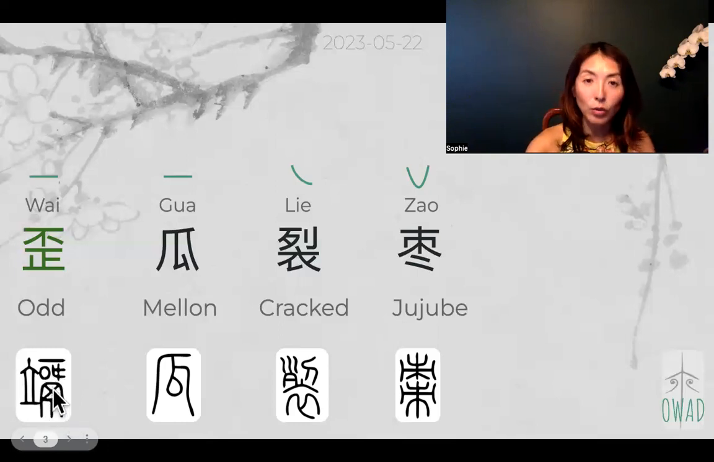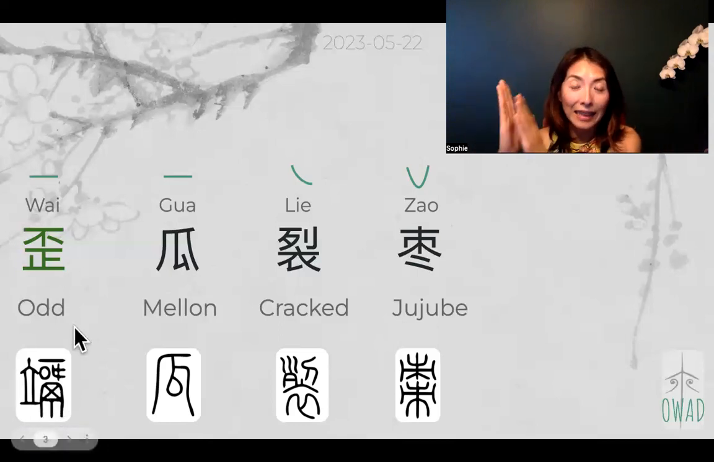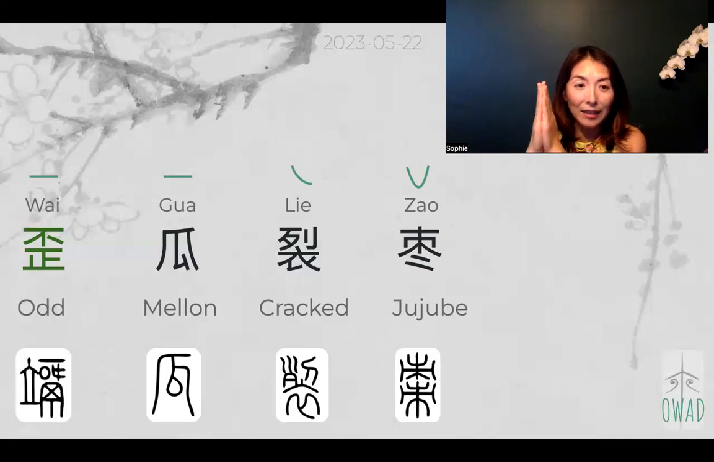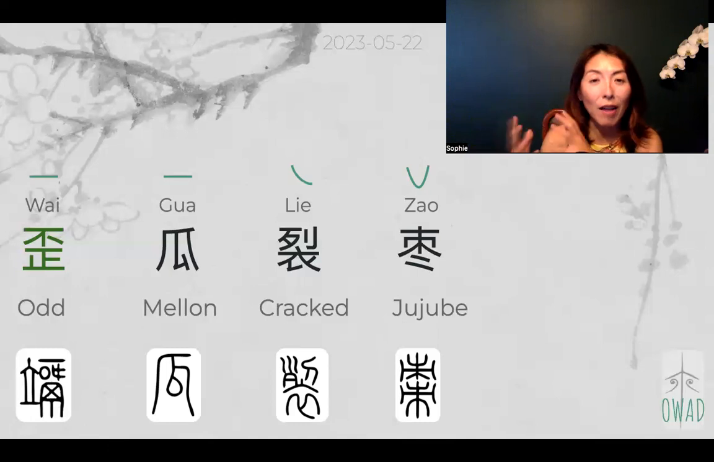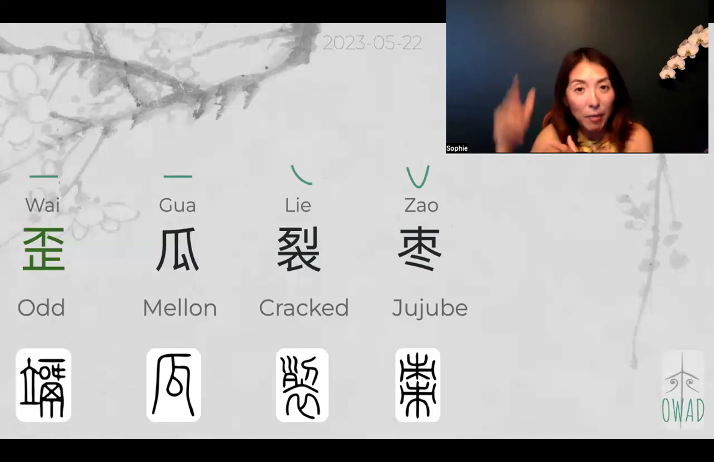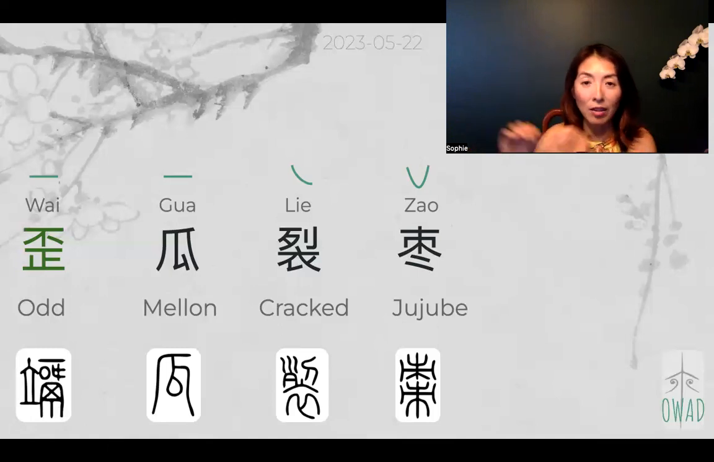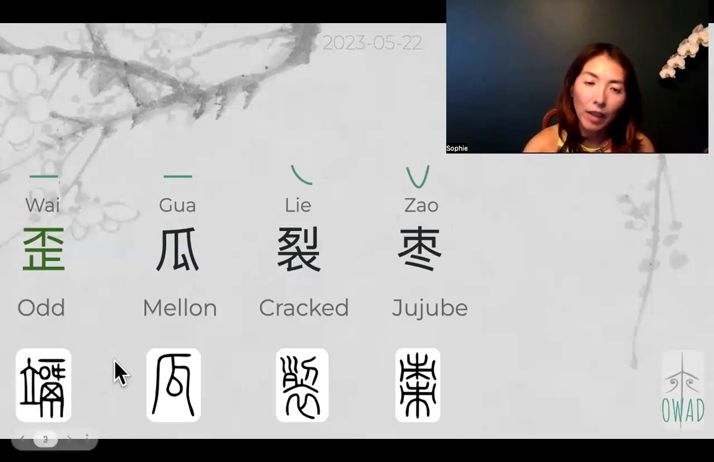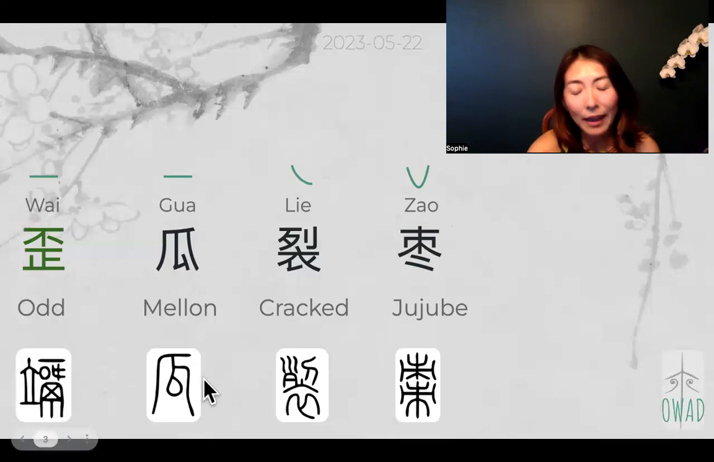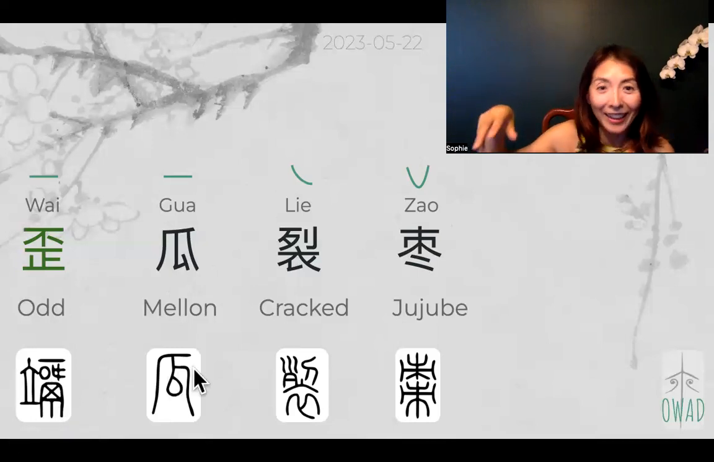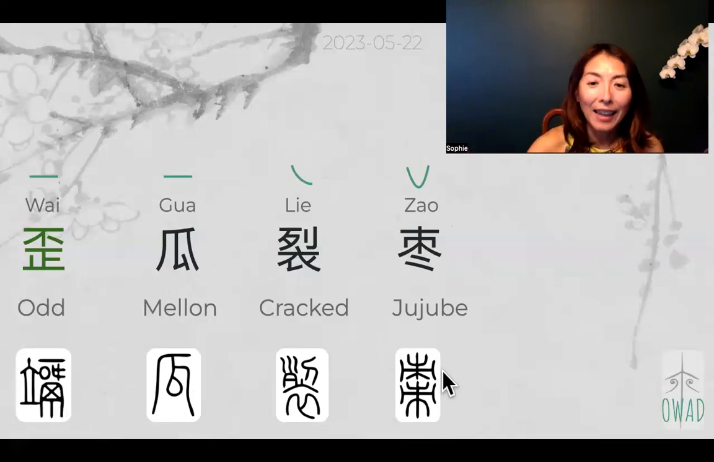So it shows the 歪. It shows it's not well aligned. It's off-centered. It's odd. It's not a comfortable position. It's not balanced. So it's almost like something asymmetrical. It can break because it's not well balanced in that sense. So this is why it's off center. Okay, 瓜. 瓜 simply is a visual depiction of a melon growing on the end of the vine and dangling over there. Okay, so that's our 瓜.